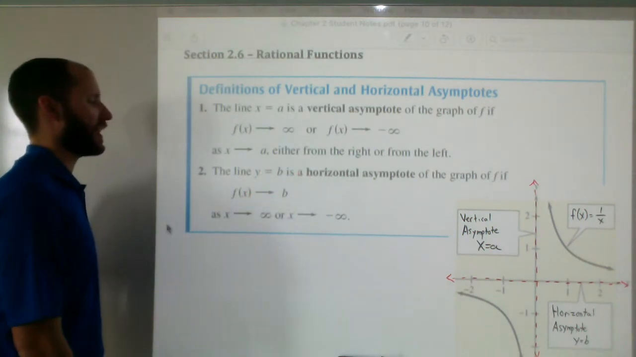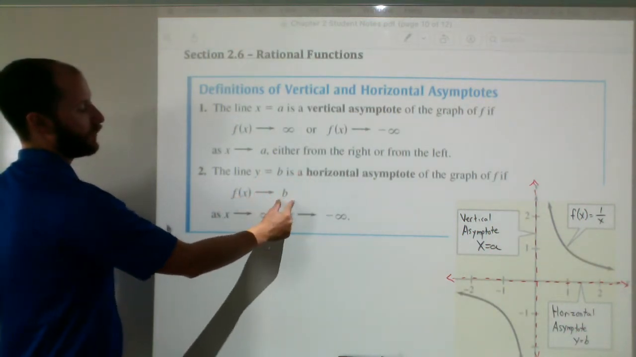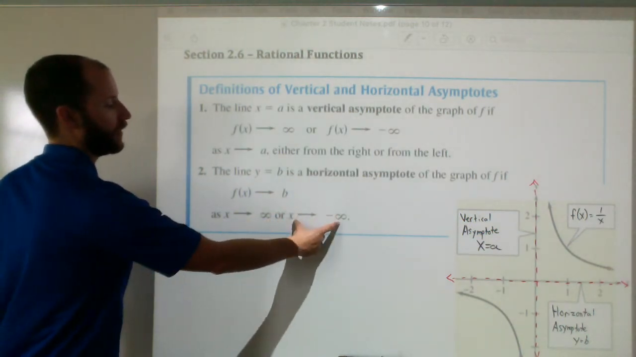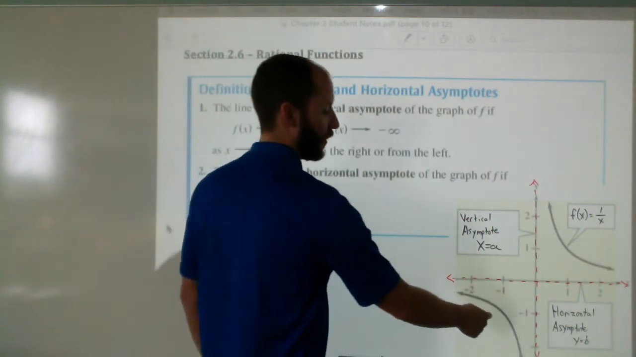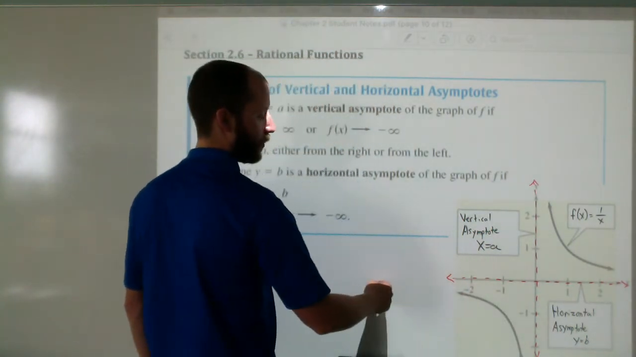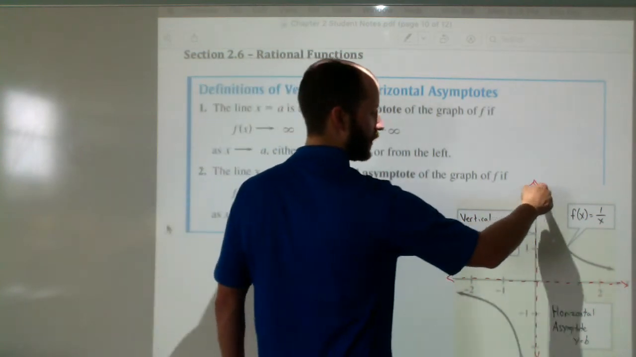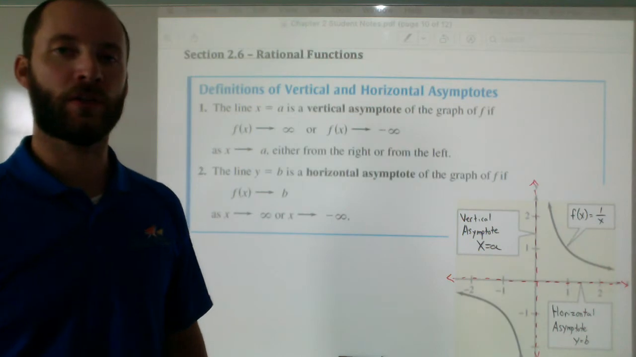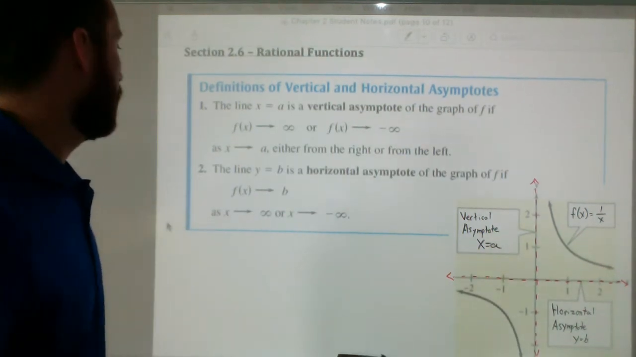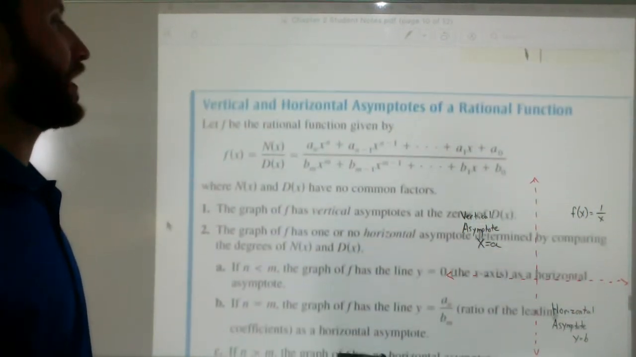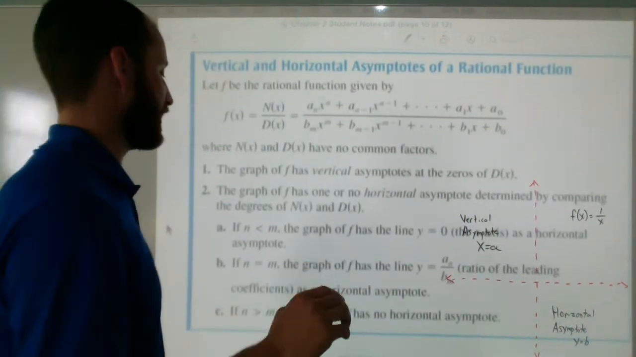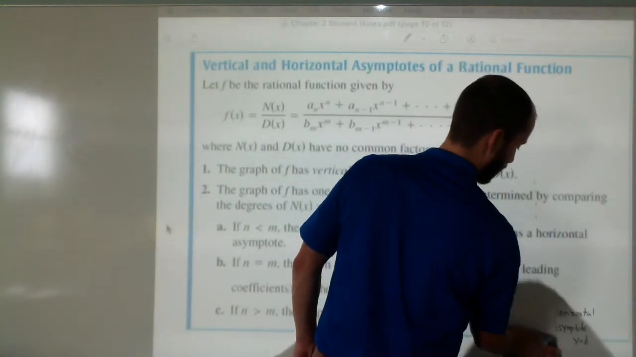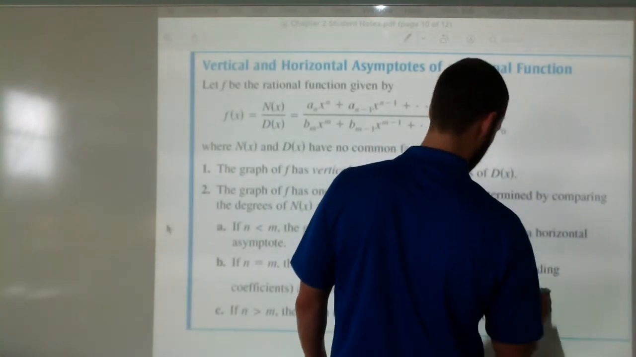And it's the same for horizontals. The function approaches a specific value as x goes infinitely to the right or infinitely to the left. So as our x values go to the left, what y value are they getting closer and closer to? Same here. As we go to the right, what y value are they getting closer and closer to? Now there's a whole lot of ways that rational functions can play out. There's a whole lot of ways the asymptotes can play out. So you have to remember, based upon what you're given, what could happen.